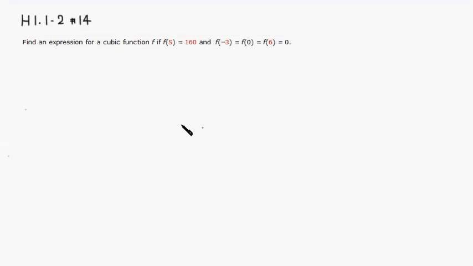It's a cubic function, so we have f of x, which is a cubic function. What we're going to do is pay attention to these conditions. It gives you the x-intercepts, or zeros. When x equals -3, the function value is 0. When x is 0, the function is 0. And when x is 6, the function is 0.